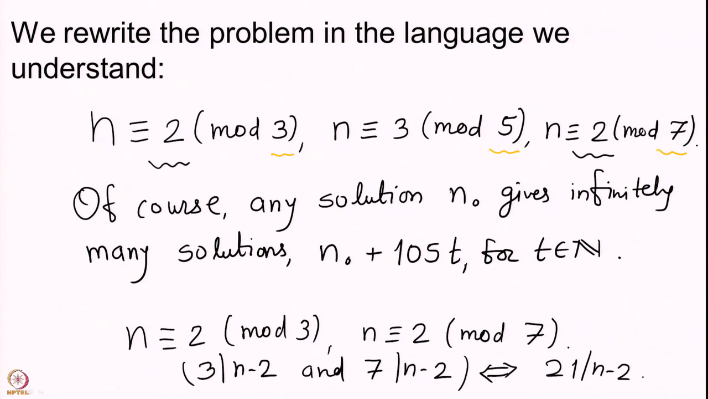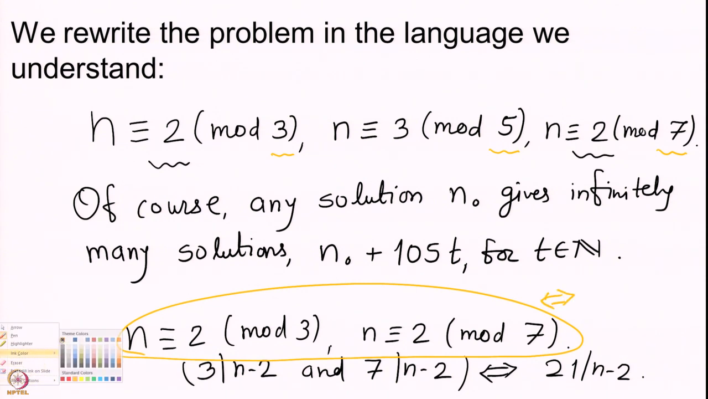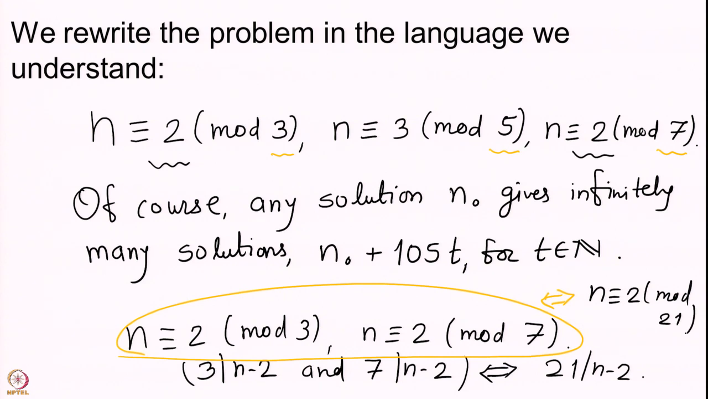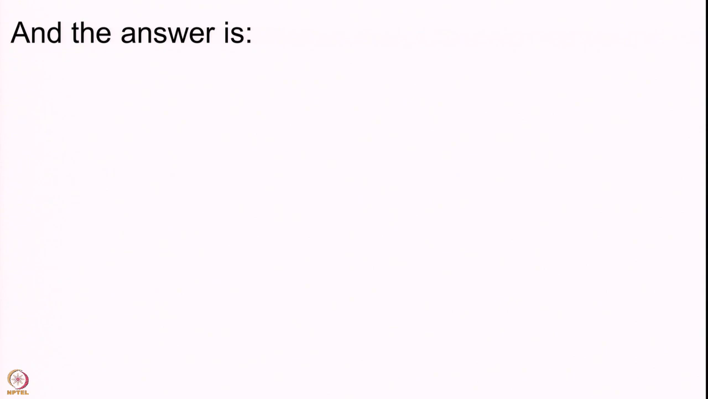So, what we have done is to replace these two congruences by one single congruence, which is that n is congruent to 2 mod 21. So, the 3 congruences that we had first are now reduced to 2 congruences: n is congruent to 3 mod 5 and n is congruent to 2 mod 21. We will now solve this.